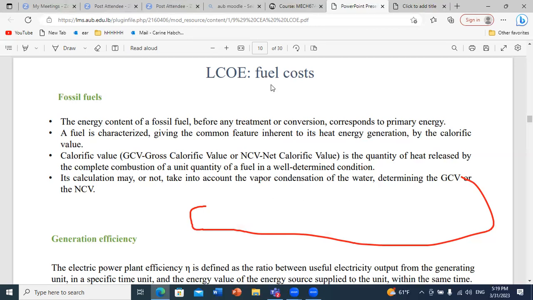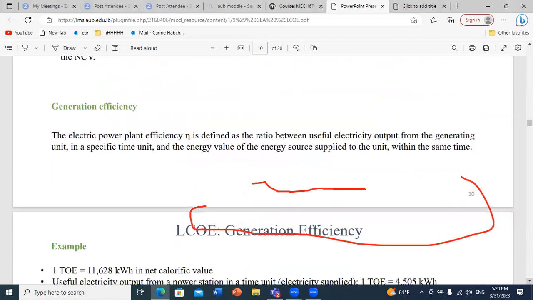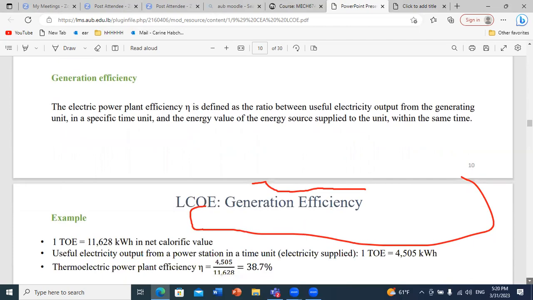You know that when you perform calculation, part of this heat will be lost because of the amount of heat required to cause evaporation of water that is present inside of the fuel. So we should take this into consideration to determine the net amount that we can extract. Now, concerning the generation efficiency, the electric power plant efficiency is defined as the ratio between useful electricity output from the generating unit in a specific time unit and the energy value of the energy source supplied to the unit within the same time. Example.